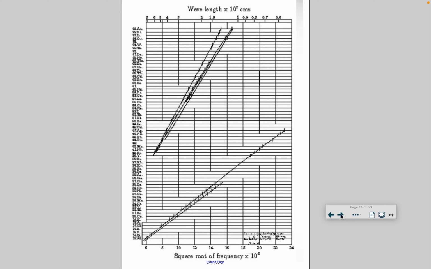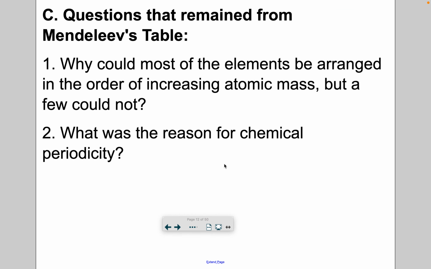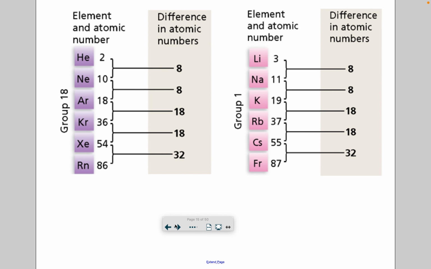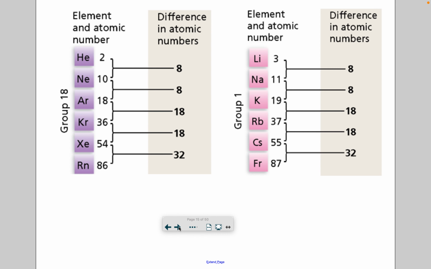Okay, I'm just going to skip that diagram there. Okay, so answering the second question, what was the reason for this repeat of chemical properties? It has everything to do with the number of electrons in its outermost energy shell. So elements in group 1 are highly reactive, because they need 7 more, but they're just going to give up that 1.